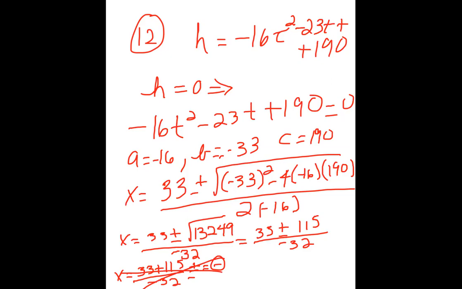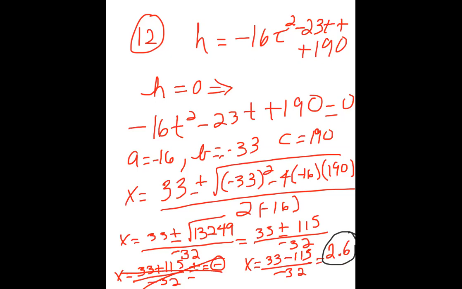So this is not going to work out, guys. It will not. Why? Because time is supposed to be a positive value, not a negative value. However, on the other hand, we're going to do 23 minus 112.6 divided by negative 32. That will work. Remember we have to round to the nearest tenth, so this one gives me 2.6. So it's going to take approximately 2.6 seconds for this object to travel 190 feet and hit the ground. Okay, this is not a difficult question, it's just tedious.